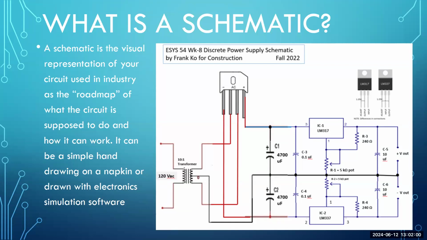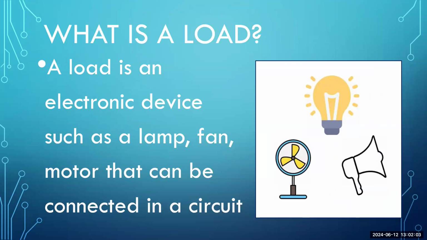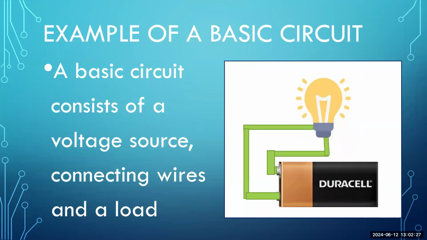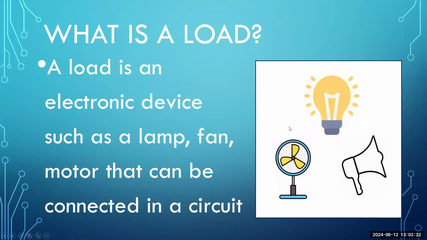Now, in electronics, you'll also hear a term that's used a lot, called a load. What is a load? A load is an electronic device, such as a lamp, a fan, a motor, a speaker, a buzzer, or any of a number of things that can be connected to a circuit. Some interesting examples of loads are shown here: a fan, a lamp, and a loudspeaker.